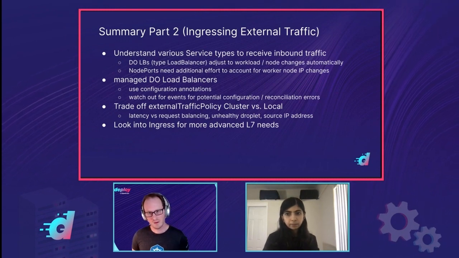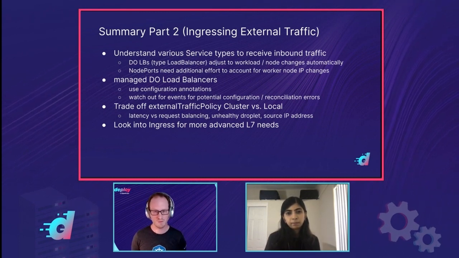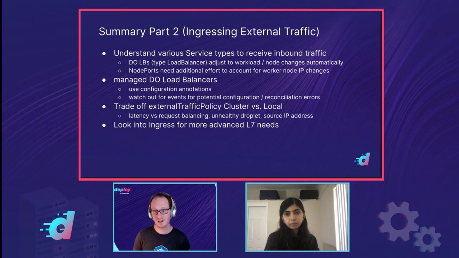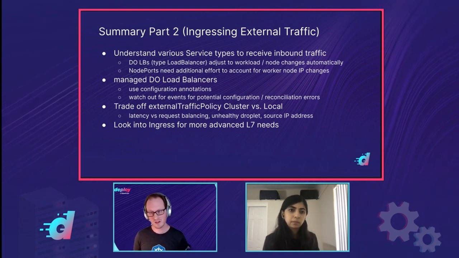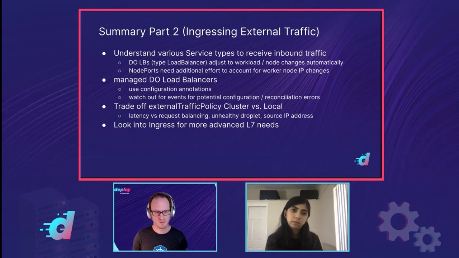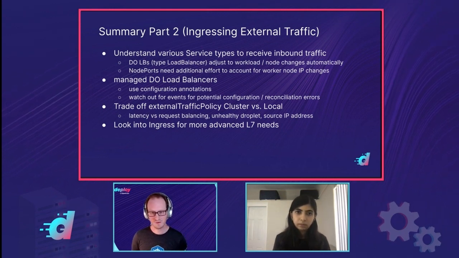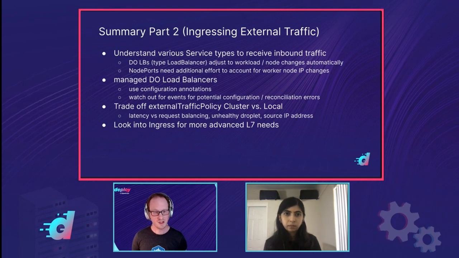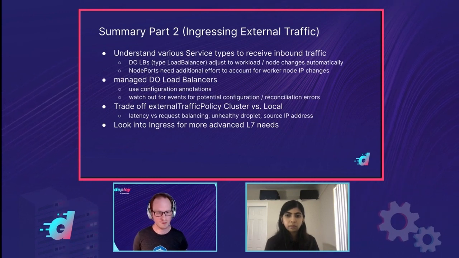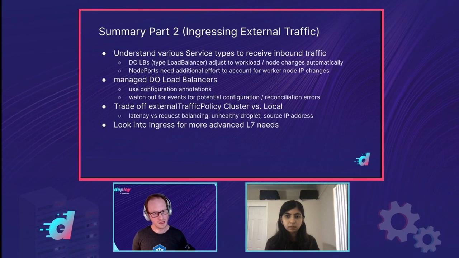And to summarize part 2 about ingressing external traffic, we talked about the various service types that you can use. DOLBs is what we normally recommend because they can adjust to workload and node changes, especially IP changes, automatically. Node ports are sometimes useful as well, for instance, for VPC internal traffic, but please be aware of worker node IP changes. When you do use a managed DOLB, you have a number of configuration annotations you can set to influence the behavior of the load balancer. You should keep an eye on events when you make a change so that you get notified of any potential problems and can react accordingly.